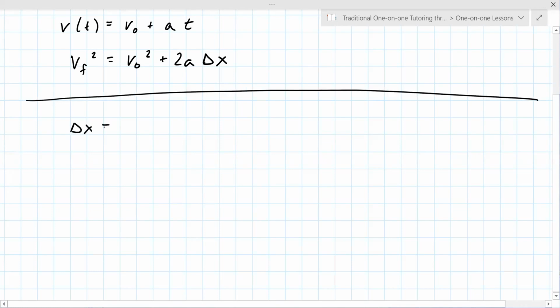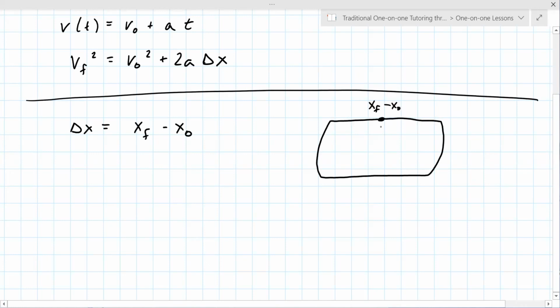So delta x is x final minus x initial. Okay, so let's say you're going around a track. This is your x final and this is your x initial. This is where you start and this is where you finish. You start here, you run all the way around and you finish at the same position. So your delta x is 0 in this case, because your start and finish are the same.